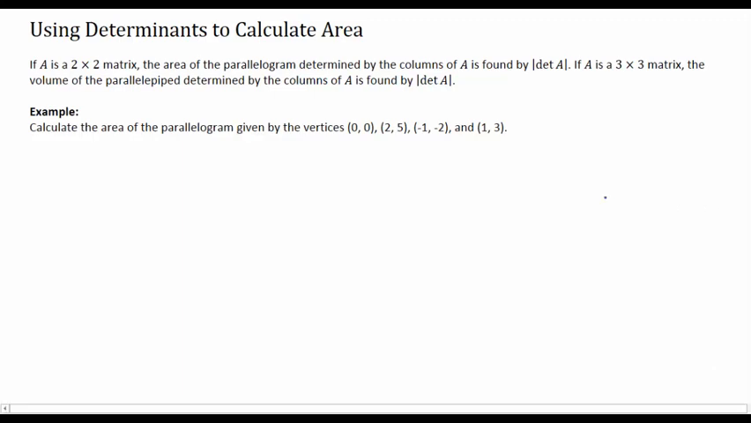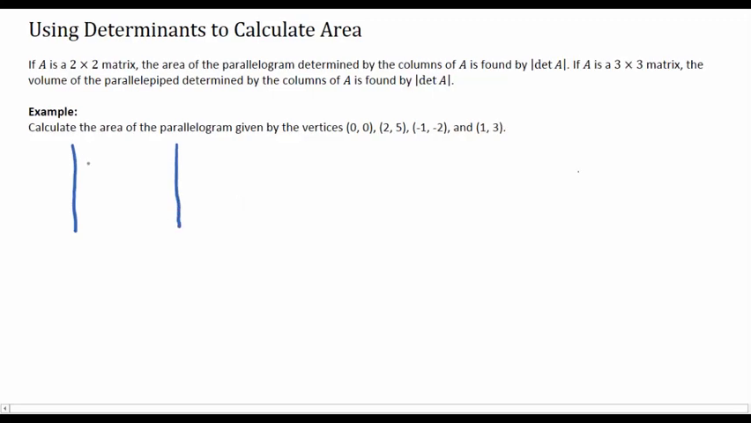For example, here's a parallelogram with 4 vertices. So I want to find the area. First off, this is going to be a 2 by 2 matrix. So I don't need to consider all 4 of these vertices. I only need to consider 2 of them.